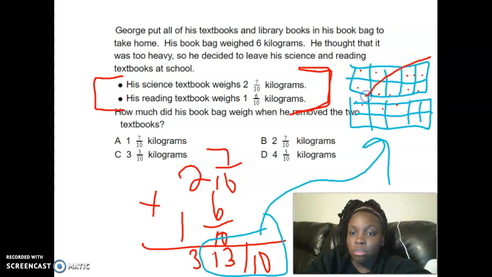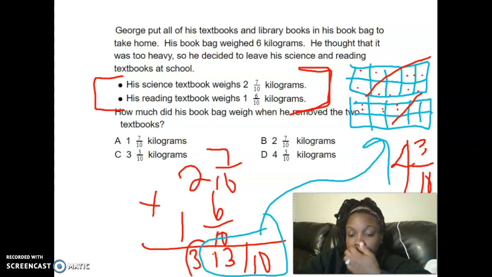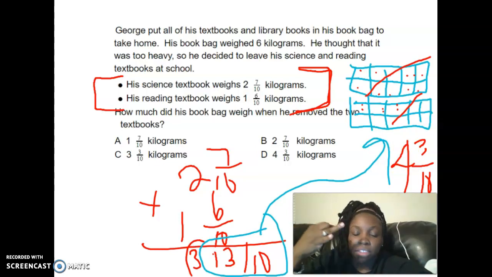But I got to change it to a mixed number, right? So this is my whole. 1 whole. And 1, 2, 3. 3/10. All right, so 1 and 3/10. Remember, add your whole numbers back when you're adding. So 3 plus 1 is 4. So instead it'll be 4 and 3/10. All right, so I added the science textbook and the reading textbook. How much did they weigh all together? 4 and 3/10. Good.